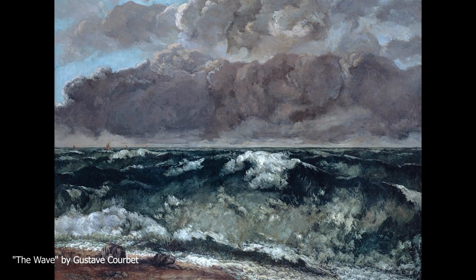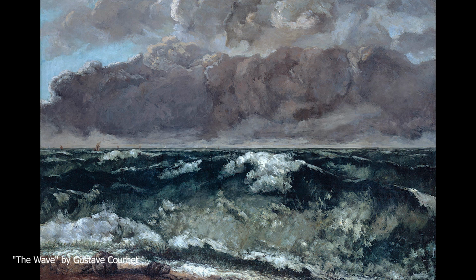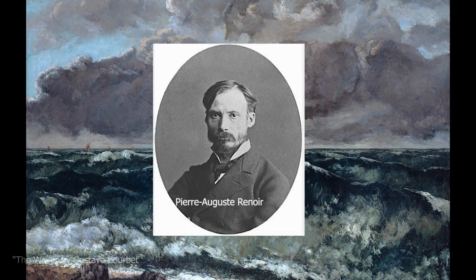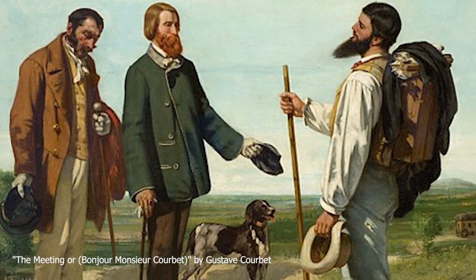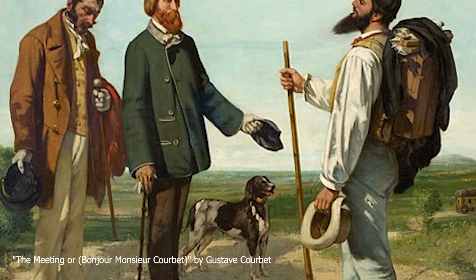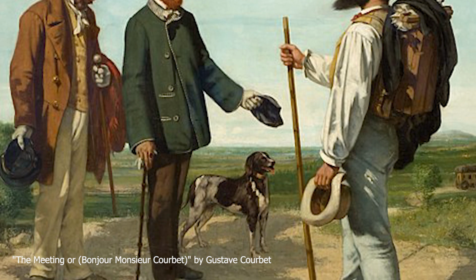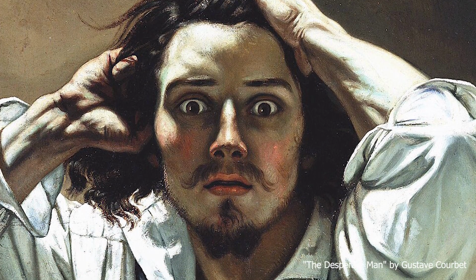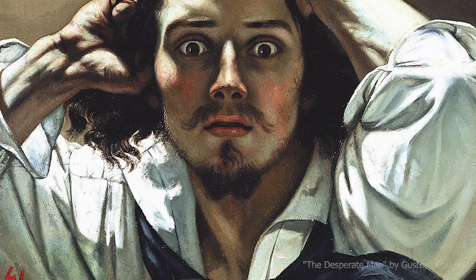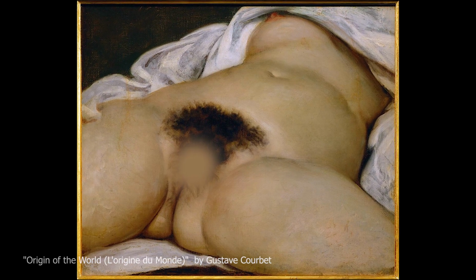He also influenced many great artists like Manet, Renoir, Monet, and others who had direct contact with Courbet and were profoundly affected by the man and his paintings. Some of his famous paintings are The Desperate Man and also L'Origine du Monde.